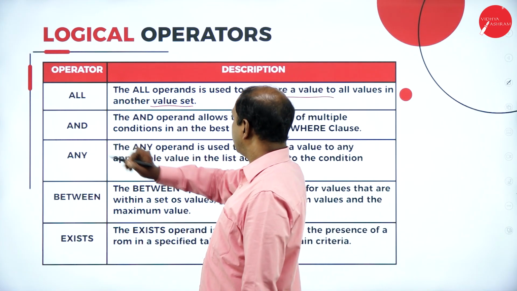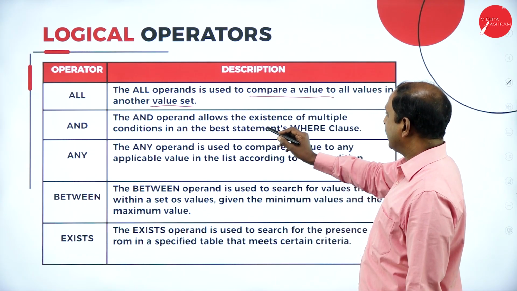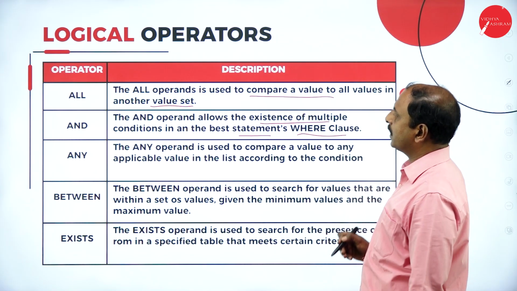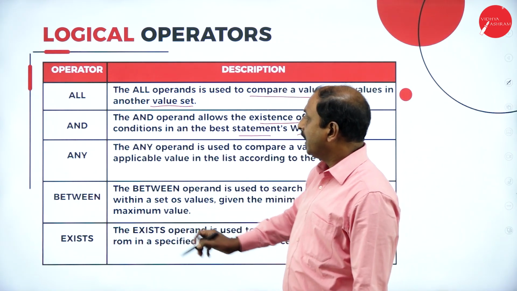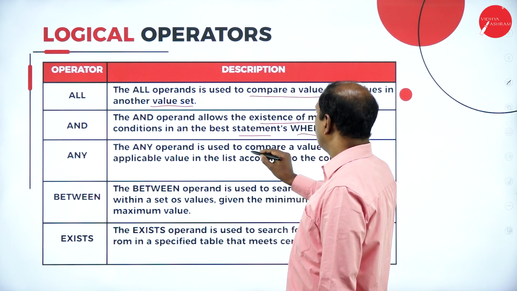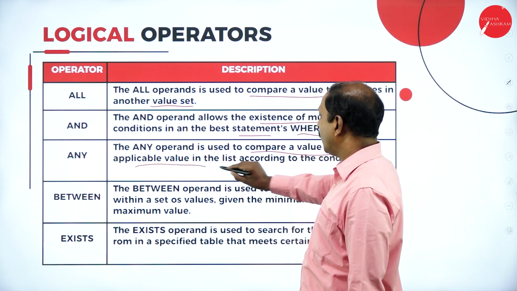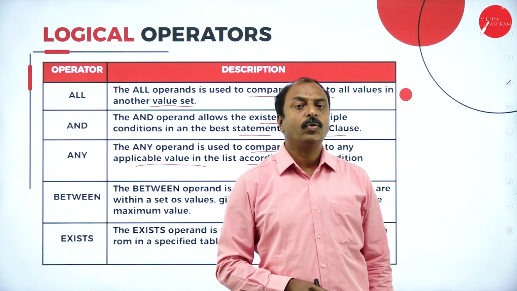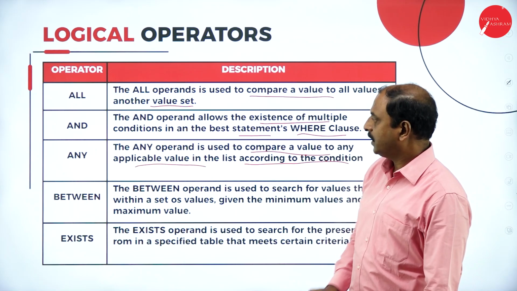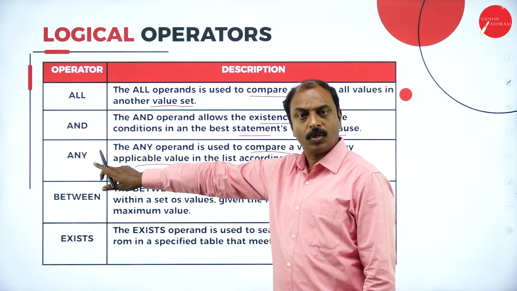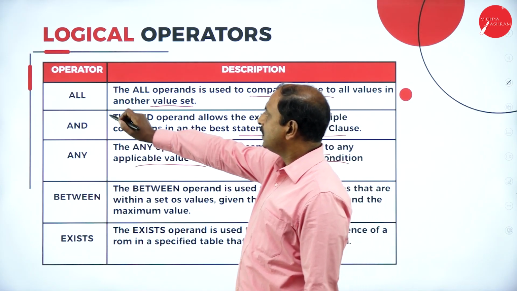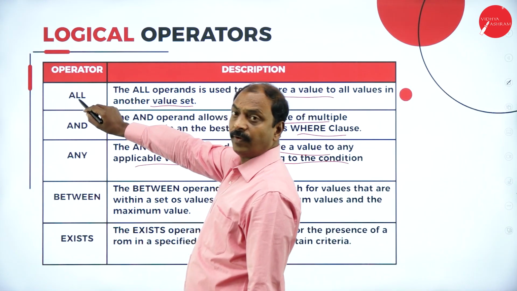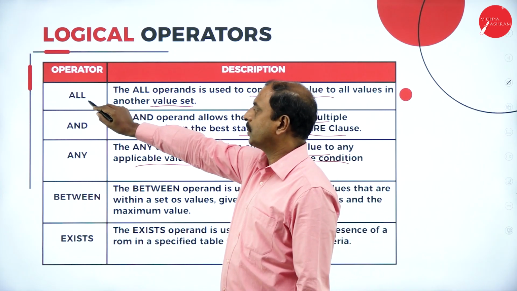The next one is the AND operator. The AND operator allows the existence of multiple conditions in an SQL statement's WHERE clause. So this is the AND logical operator. Next, ANY. The ANY operator is used to compare a value to any applicable value in a list according to the condition. So the ANY logical operator is going to compare one value with any value in a particular group or set, and the ALL operator is going to compare one value with all the values in a particular column or set.